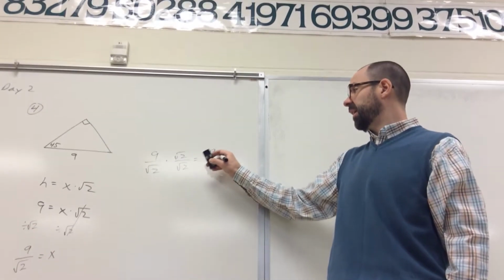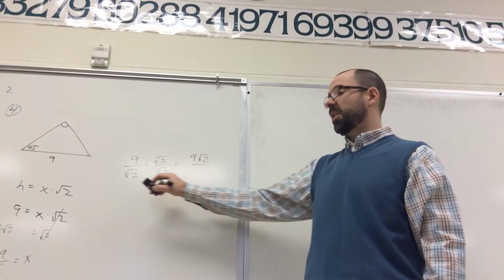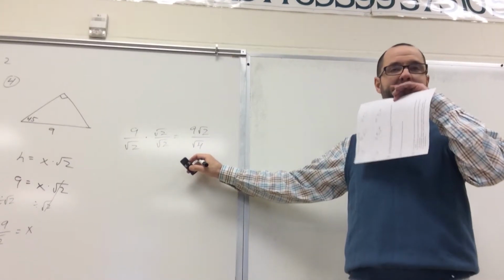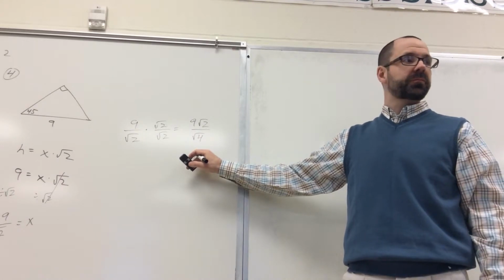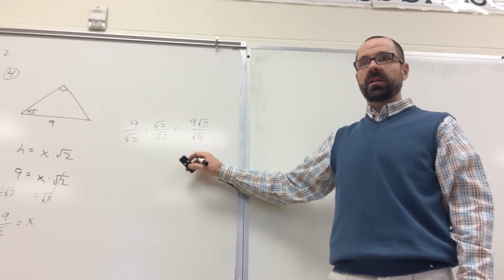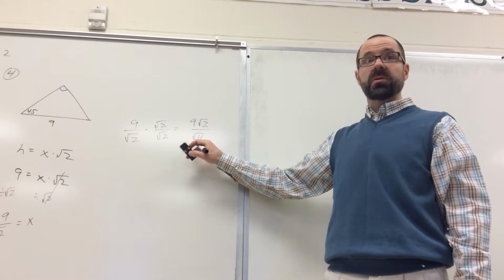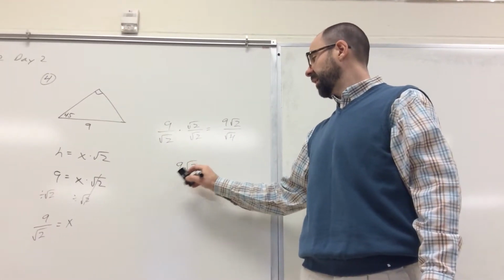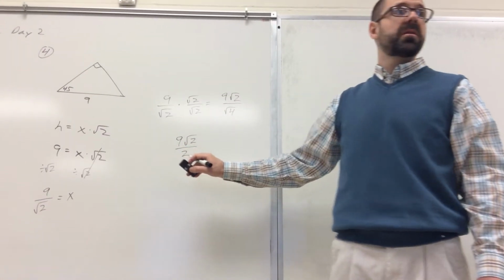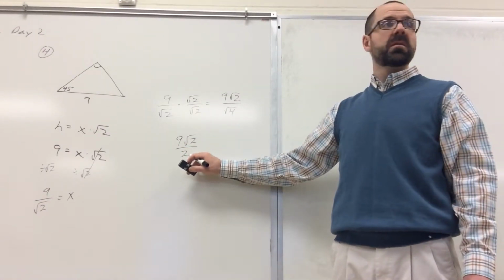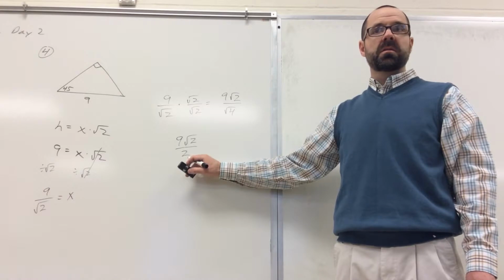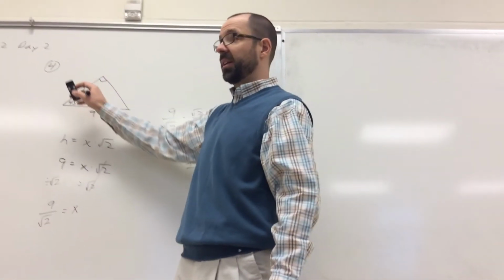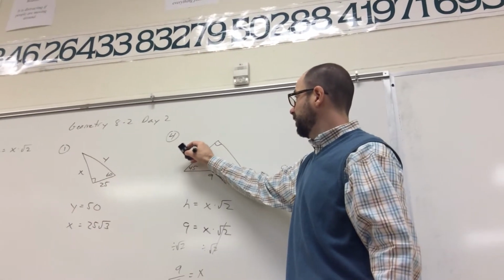So the top comes out to 9 times root 2. The bottom comes out to root 4. And then root 4 is 2. So we get 9 root 2 divided by 2. So that's the length of this side of the triangle. 9 root 2 divided by 2.